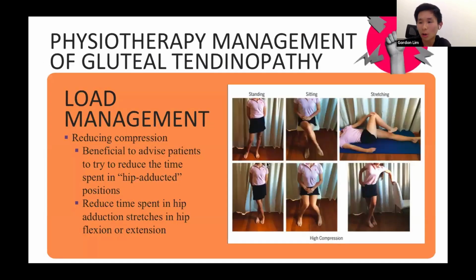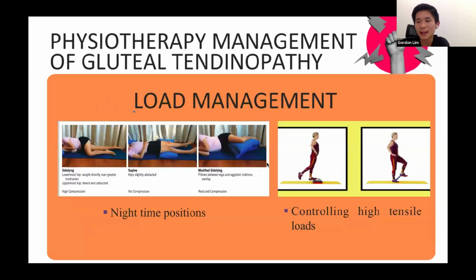The clinical commentary by Grimaldi and Ferren, in the same paper, also proposes load management and exercise therapy for gluteal tendinopathy. For load management, they propose avoiding hip adduction positions in ADLs, activities of daily living, such as standing and sitting. You can see in the diagram here, these are positions that you can suggest to patients to avoid for a bit. We can also suggest nighttime positions, such as sleeping positions, that put little to no compression on the gluteal tendon using some pillows. And we also advise them to control some high tensile loads.